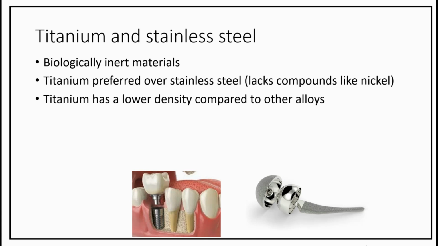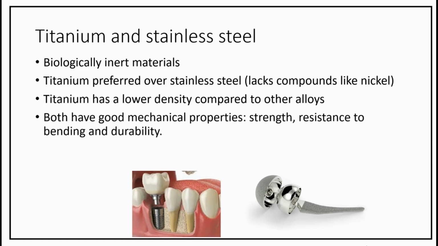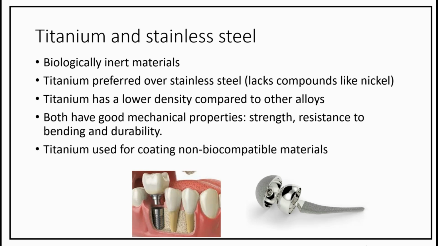Titanium also has a lower density compared to other metallic biomaterials, so a titanium implant will be lighter than a similar one made of stainless steel. Both titanium and stainless steel have good mechanical properties, strength, resistance to bending and durability, making them excellent candidates for things that tend to get a lot of wear and tear like joints. Titanium is also often used to surround non-biocompatible devices like a pacemaker to make them much safer, and also in surgeries where you need to get an implant to bond with the surrounding bone like knee replacement surgeries.